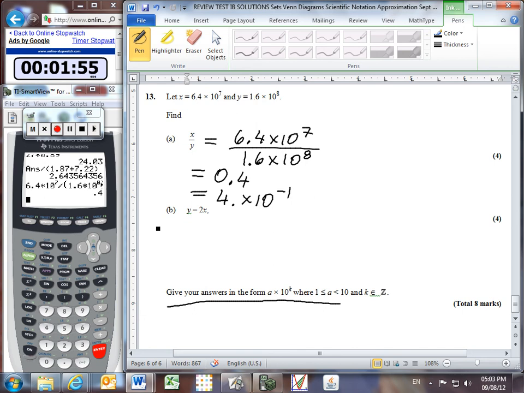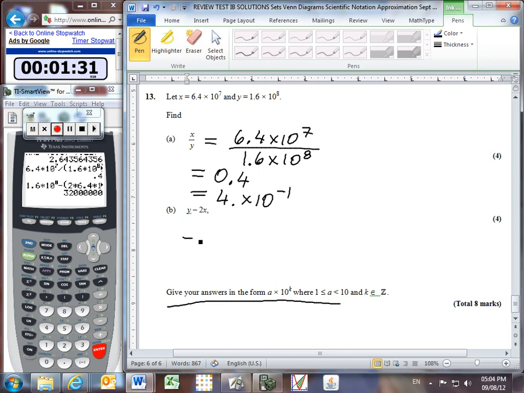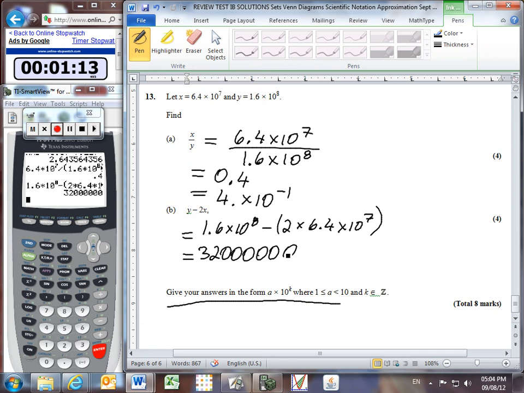And part B, we're taking the y value of 1.6 times 10 to the power of 8, and we are subtracting the product of 2x, so 2 times the x value, which is 6.4 times 10 to the power of 7. And that gives us an answer of 3, 2, and then 6 zeros. I should have written my substitution step. So that's 1.6 times 10 to the 8 minus 2 times 6.4 times 10 to the 7. That's my 2 x's. Gives us 32 with 6 zeros, and we're supposed to write that into scientific notation.